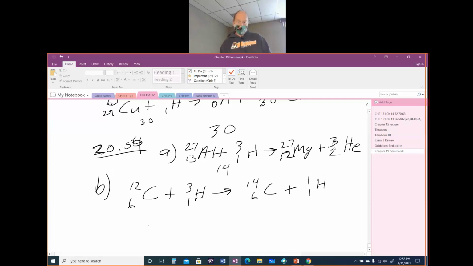So we have our cell notation, or our notation for this bombardment reaction is a carbon 12-6. You have a tritium, you have a proton, and you have a carbon 14-6 for the notation for that reaction.